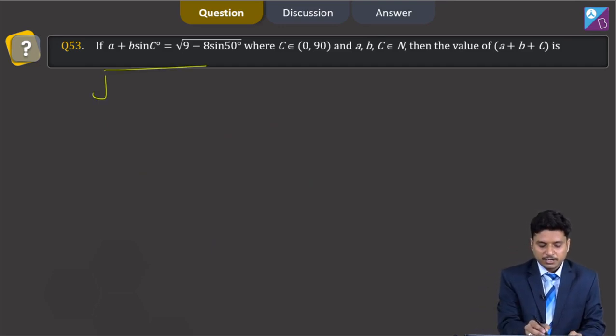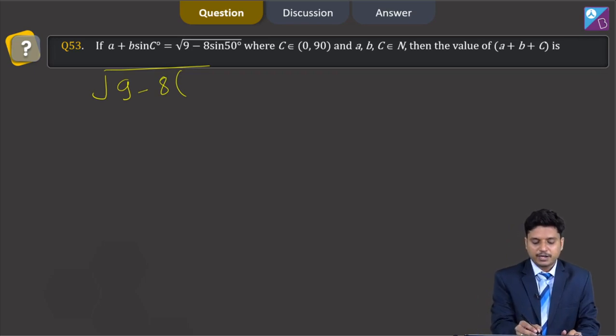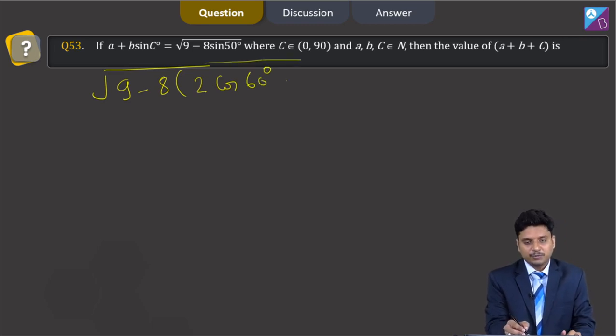So under root 9 minus 8 sine 50, 8 is there, sine 50. You have to actually get rid of this under root function. In place of 1 you can also write 2 cos 60, as you know that trigonometry is a little bit of manipulation, and that hit and trial will obviously be there. So 2 cos 60 into sine 50, suppose we are putting it here.